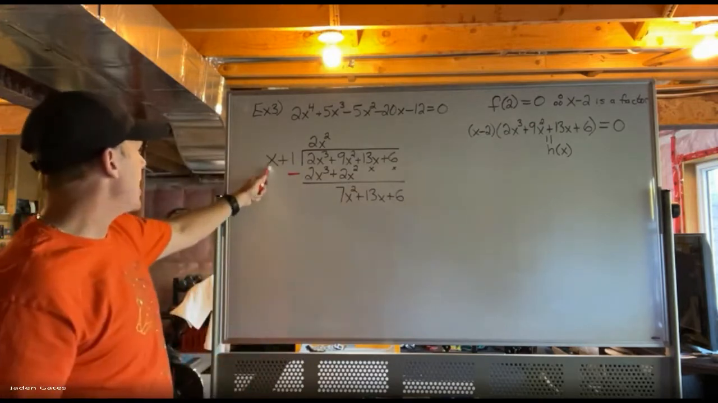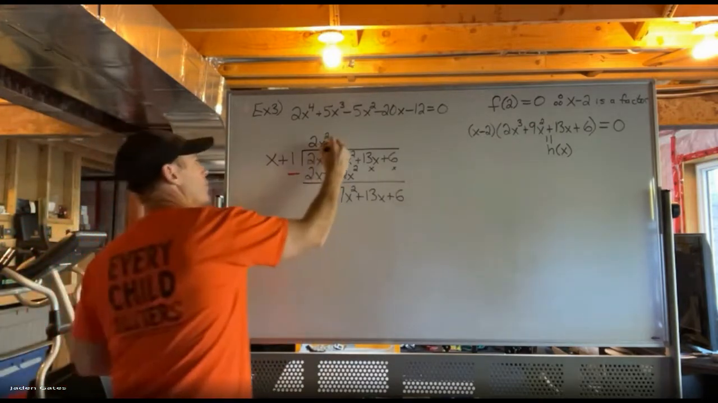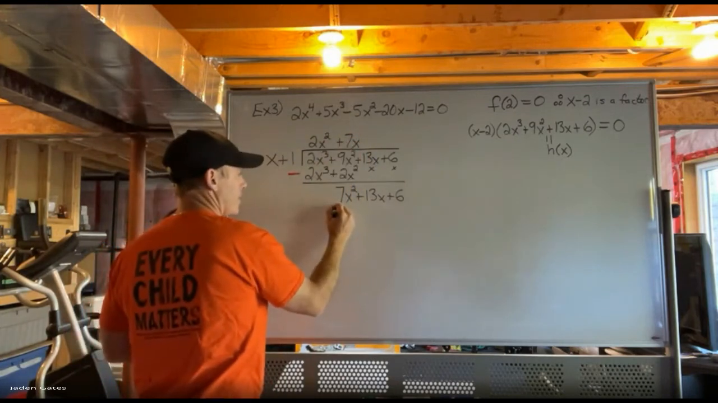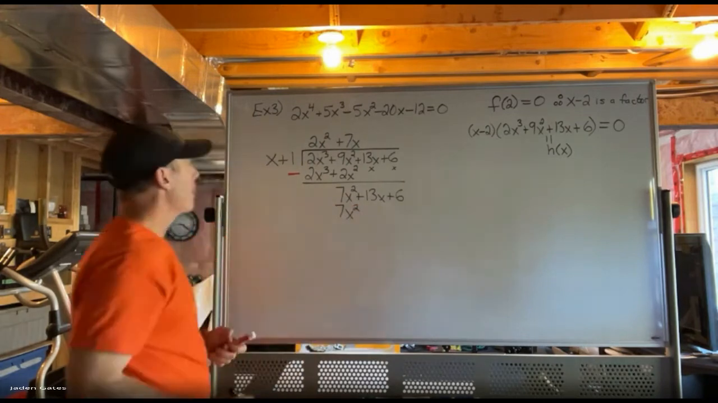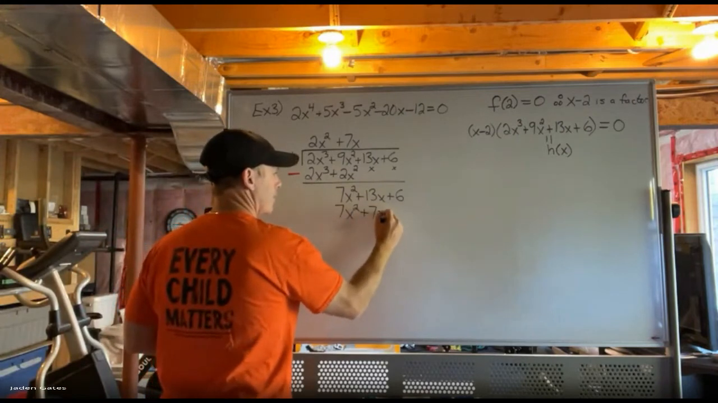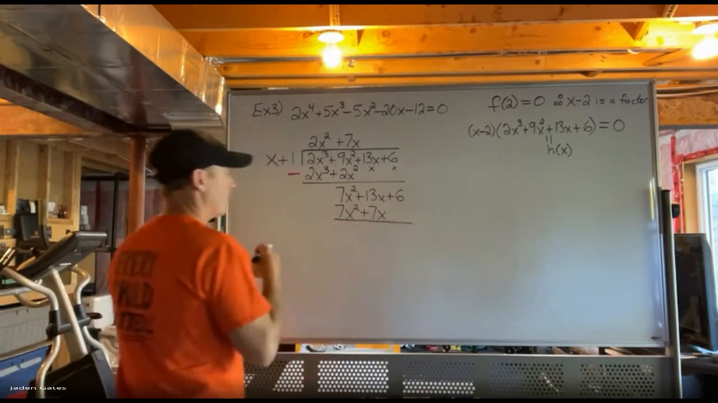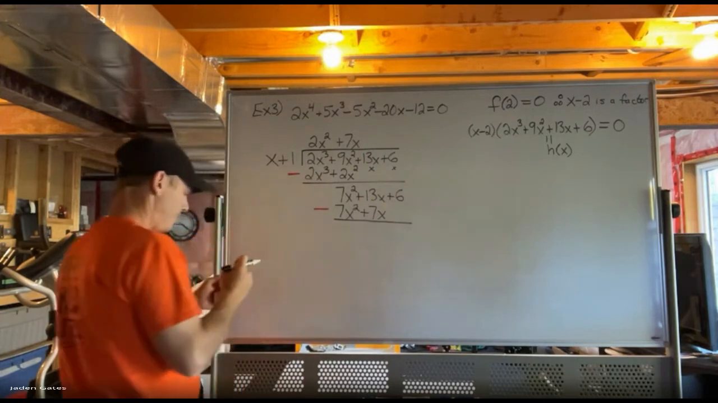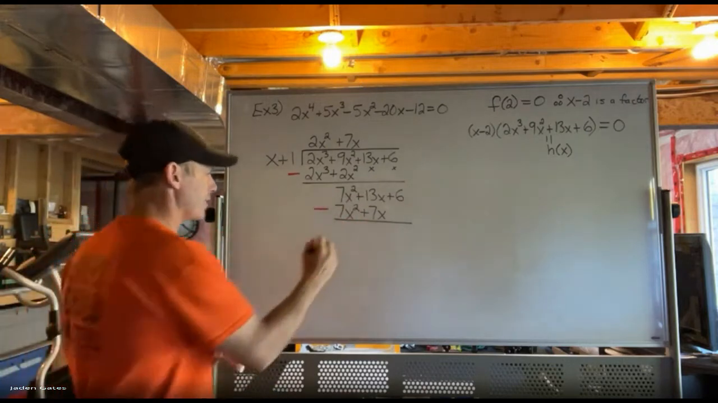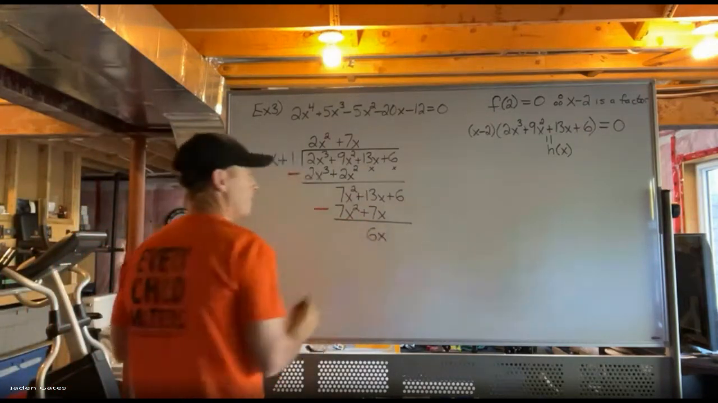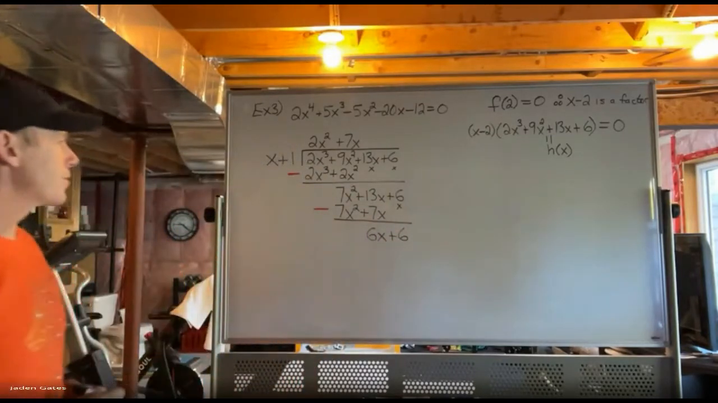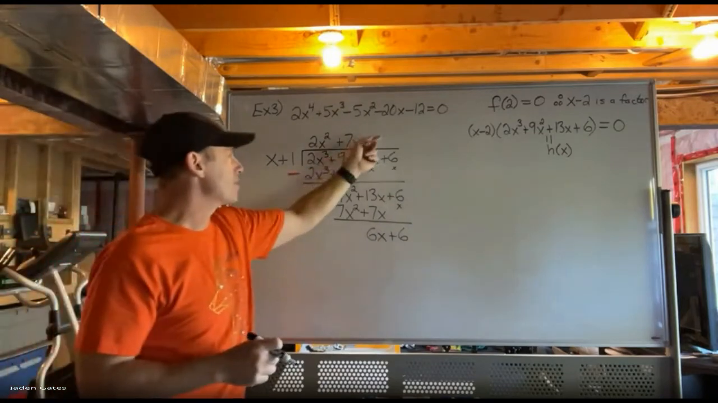How do I get from x to 7x squared? Well, I multiply by 7x. 7x times x is 7x squared. 7x times 1 is 7x. Now I'm going to subtract them. 7x squareds, they're gone. 13x minus 7x is 6x. And I drop down this 6. Plus 6. So now I found out it's a factor and I want this number, but let's find out.